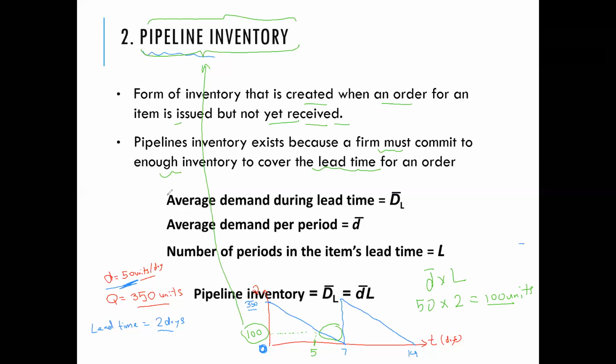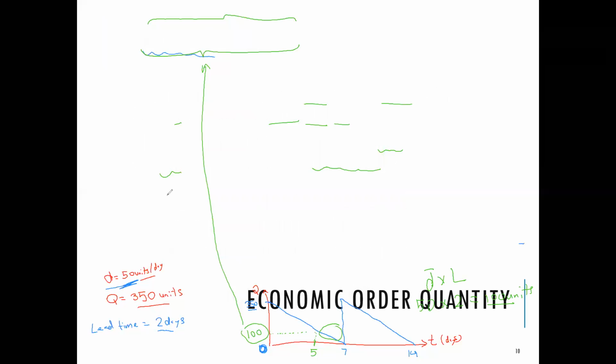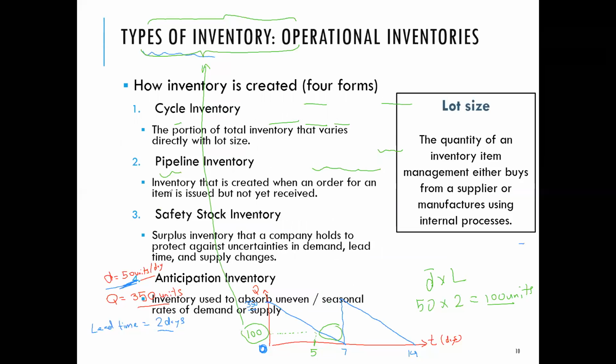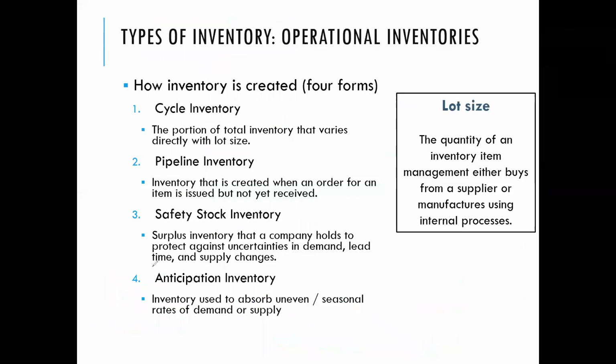The third form of inventory is safety stock, and the fourth form of inventory is anticipation. As I said, and let me go back to those slides, and let me erase all these drawings. As I said, we will not discuss anticipation inventory in this course. And safety stock inventory is part 3 of this chapter.